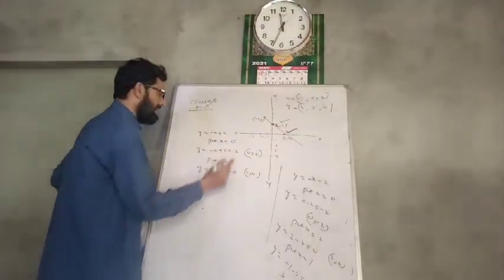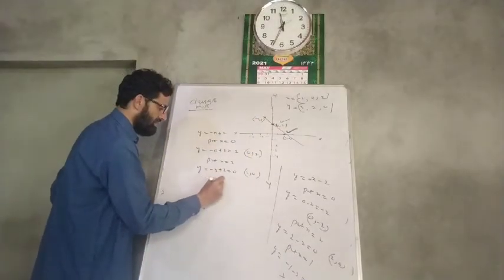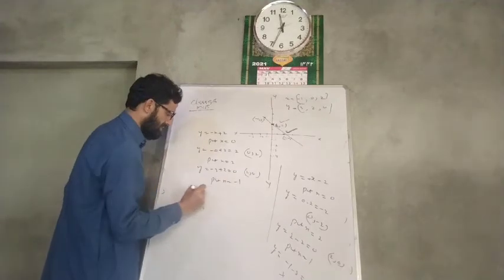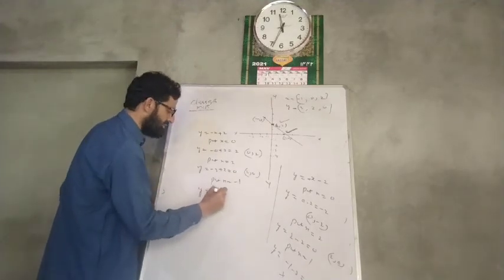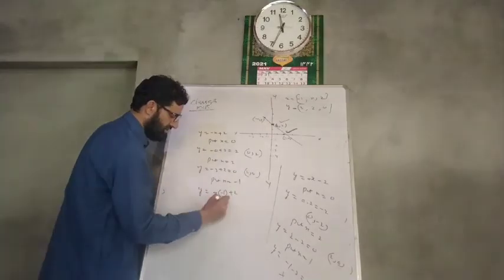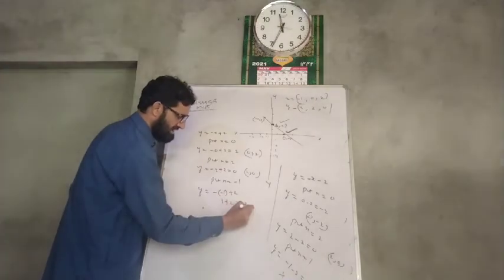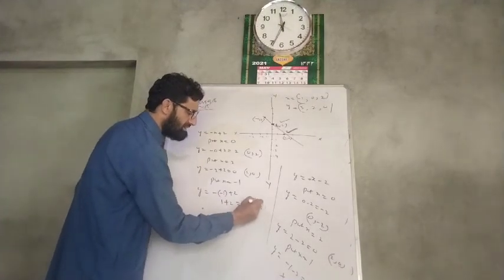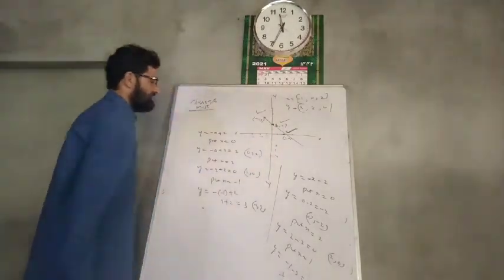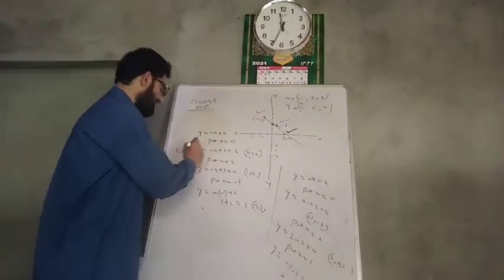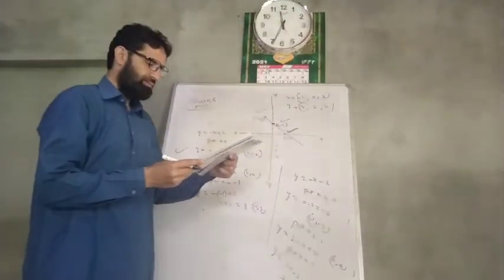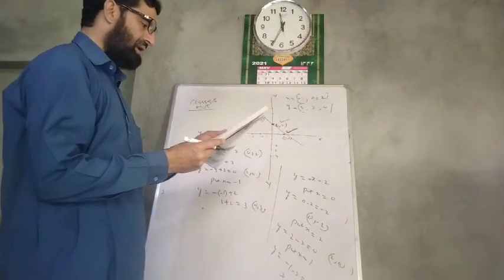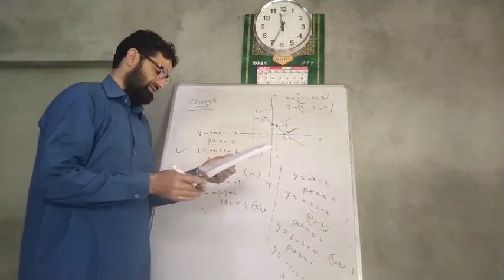Now let's check this minus 1. Put x is equal to minus 1. So y is equal to minus into minus 1 plus 2. This is plus 1 plus 2. This is 3. Yes, minus 1, plus 3. So this is the graph of this equation. This is the correct one. So the third choice, y is equal to minus x plus 2, is the correct choice.